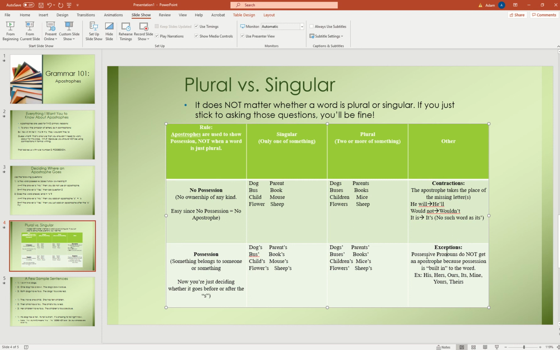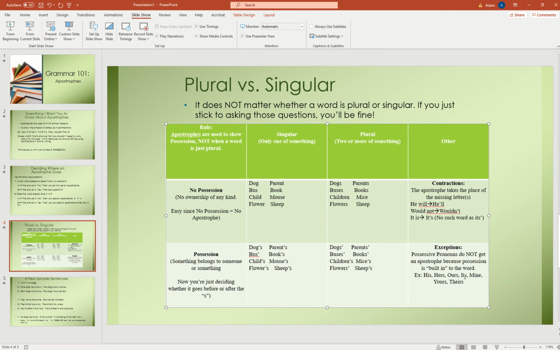So that gets us to another exception. Possessive pronouns, they are pronouns, words that take the place of nouns, where possession is already built into them. His, hers, ours, its, mine, yours, theirs. We don't add apostrophes to those words because they're possessive pronouns. Possession's built in. We don't say it's his, hers, ours, its, mine's, yours, theirs. So its is one of those words.